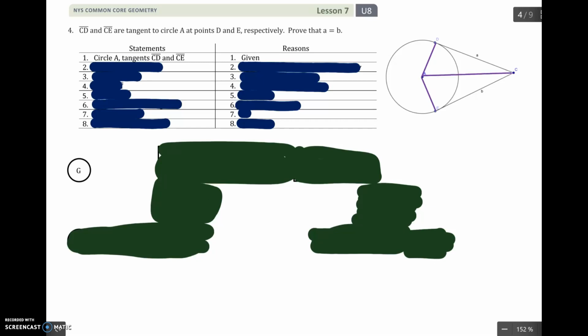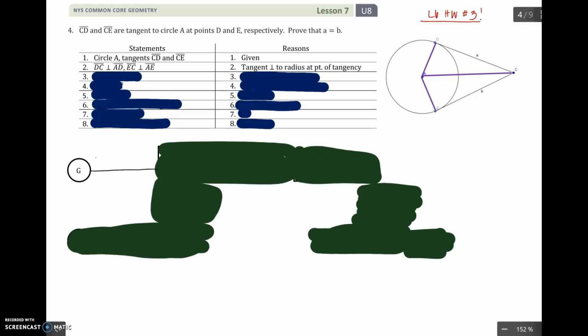This should look a lot like the proof we did in lesson 6 in the homework when we did number 3. They're very similar because what we have is two tangents. So in that one, we used what we were given to first talk about how if we have a tangent meeting a radius at the point of tangency, it has to be perpendicular. And we're going to do the same thing here.